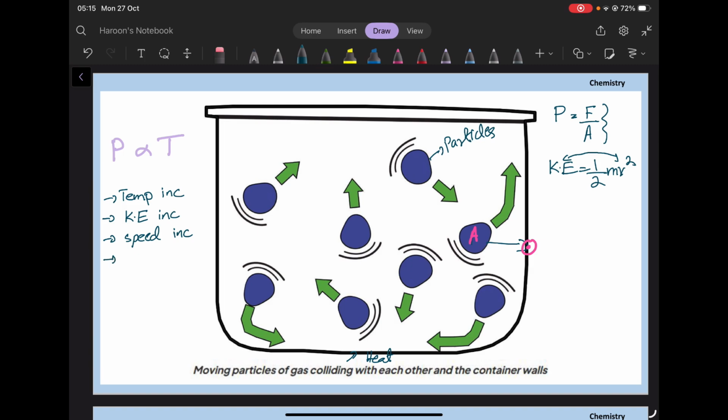When the speed of the particles increases, more collisions would be caused with the walls of the container. More collisions with walls, and that leads to pressure increasing. The reverse logic would be true as well. So for example, if I decrease the temperature, the kinetic energy decreases, the speed of particles decreases, there are fewer collisions with the walls of the container, and the pressure decreases. So you need to know that pressure has a direct relationship to temperature. An increase in one would cause an increase in the other.